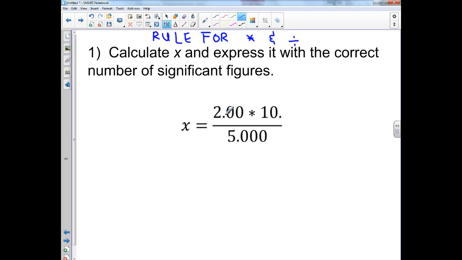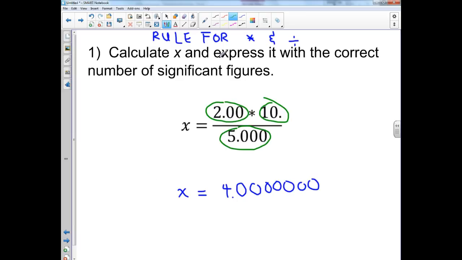Now here's the thing. You calculate this out. 2 times 10, that's 20. 20 divided by 5 is 4. So you know the answer is 4. But is the answer 4 or 4.0 or 4.00? How many zeros should we have? Should we have none? To figure that out, you look at the original values you were given. Look at the 2.00, look at the 10 point, and look at the 5.000.